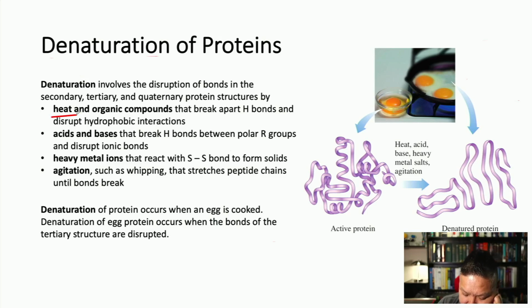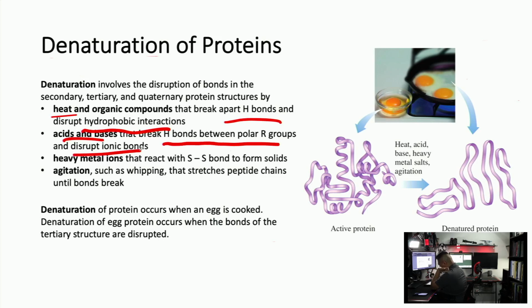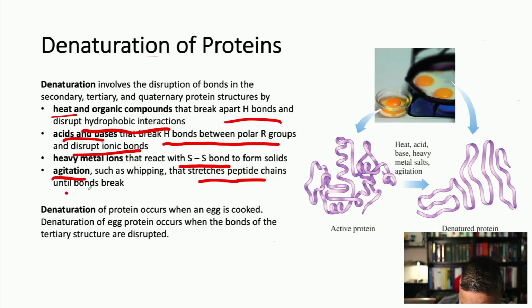You can use heat to break apart the hydrogen bonds and disrupt the hydrophobic interactions in proteins, to denature them, to make them flatten out into their constituent structures, right? Acids and bases can also do that. Those will break the hydrogen bonds between the R groups and ionic bonds as well. They're salt bridges. Heavy metals can also interact with the disulfide bonds. And then physical agitation, like physically messing with them, will stretch peptide bonds until they break.